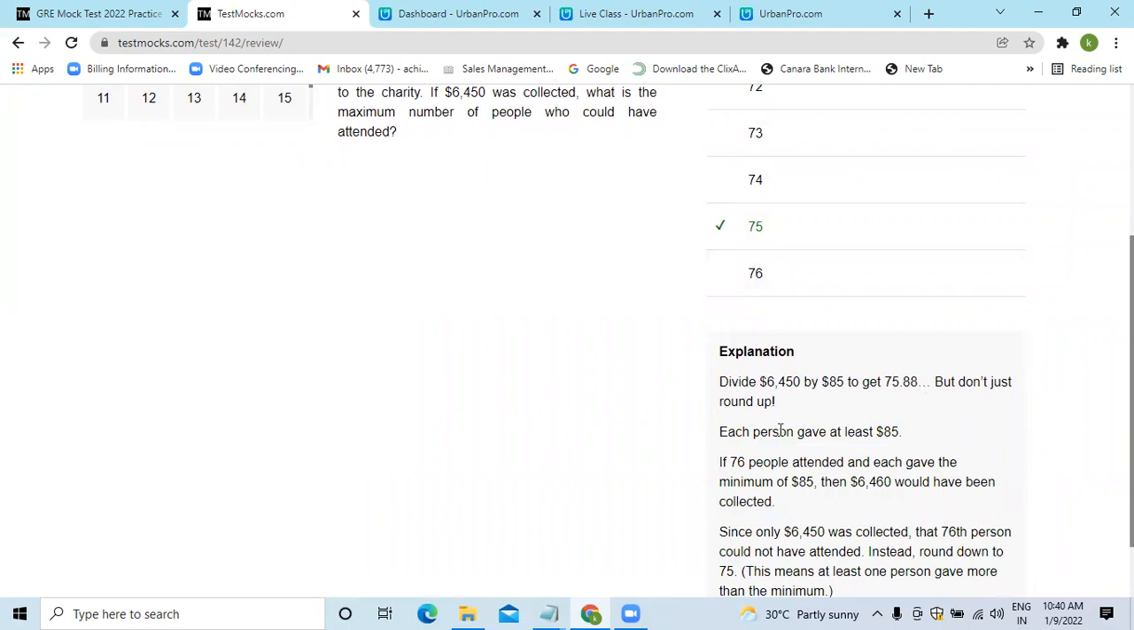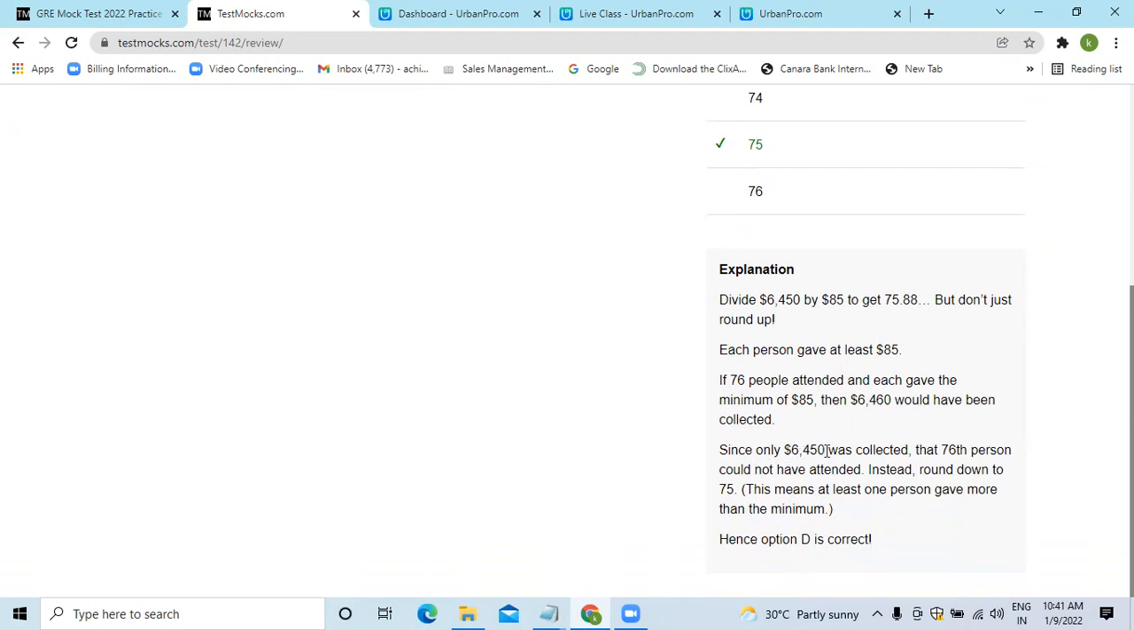But don't just round up. Each person gave at least 85, right? That means if 76 people attended and each gave the minimum of 85, then it would be 6,460, right? Yes, sir. Which would have been collected. Since only 6,450 was collected, the 76th person could not have attended. Instead, round down to 75. This means at least one person gave more than the minimum.